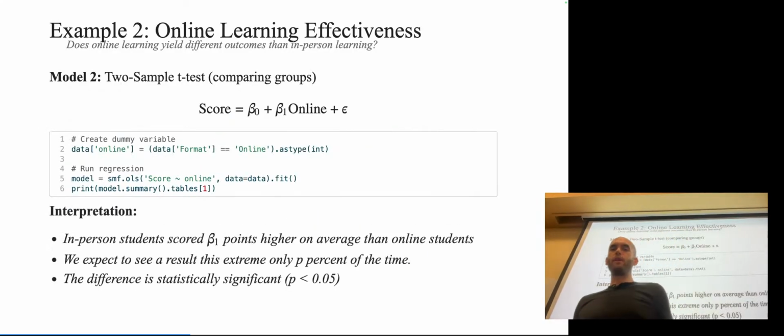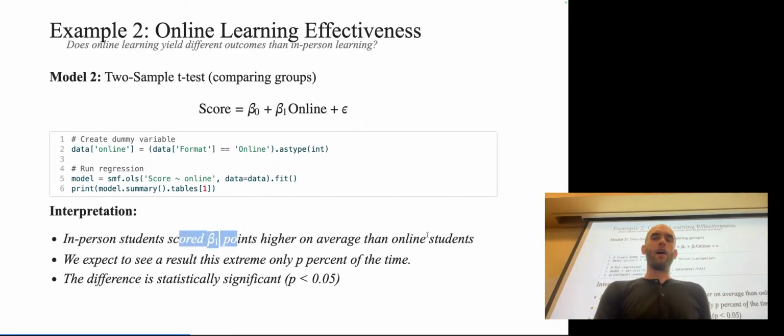And then what we would do is interpret the betas. So beta 0 in this case isn't so informative. It doesn't directly relate to our question. It would just be the average for the in-person group, and then beta 1 would just be how many points higher the in-person group scored. Or another way of saying it is, if beta 1 is negative, then it would be how many points lower the online group scored.